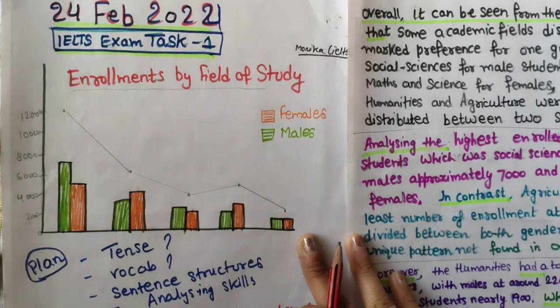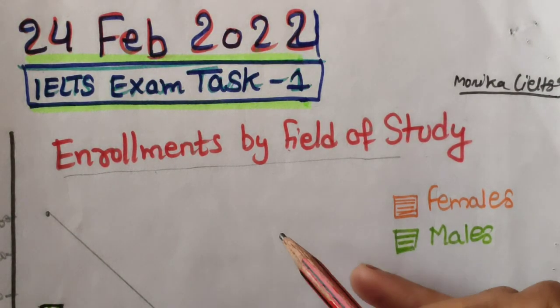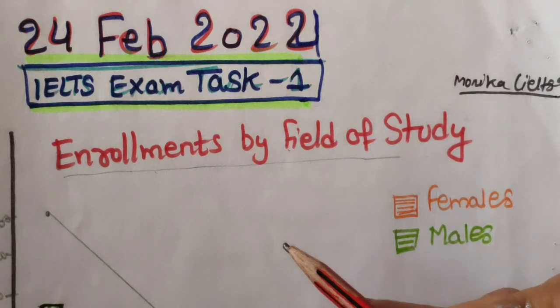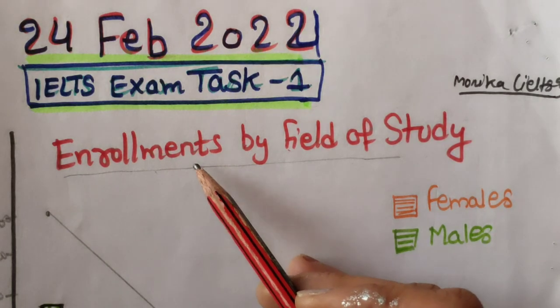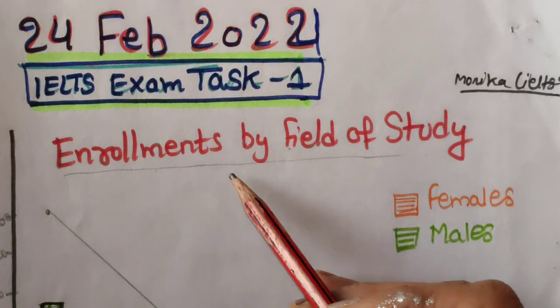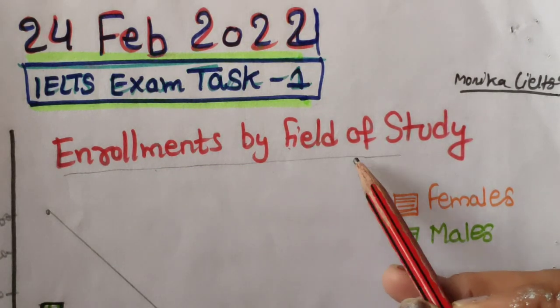Okay, so first of all, when you get your bar graph or any task 1 in IELTS writing task 1, what you are going to do, of course, is always read the title of the bar graph, line graph, maps, or process diagram. So the title here is enrollments by field of study.